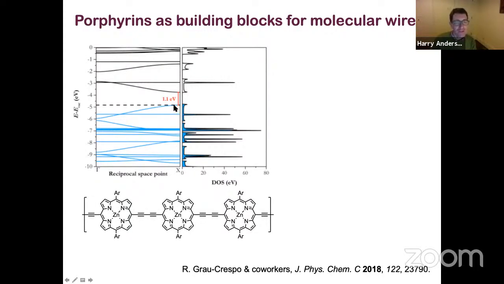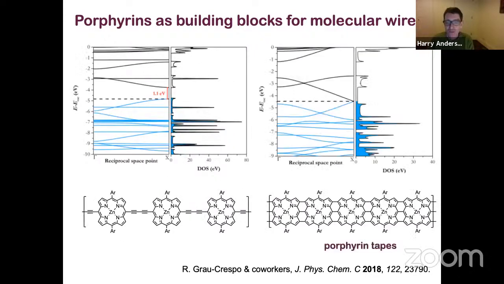So you can see that for the infinite polymer, you do expect a band gap, like in polyacetylene, so basically due to a Peierls distortion. But if you change the way the porphyrins are connected, so if you make a tape where you have 3 links between every porphyrin, now the band has essentially 0 band gap, and so we predict these sorts of molecular wires to be semi-metallic.